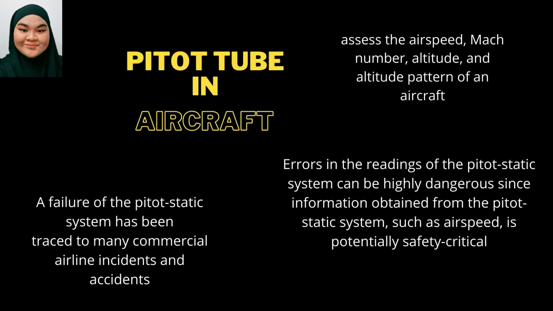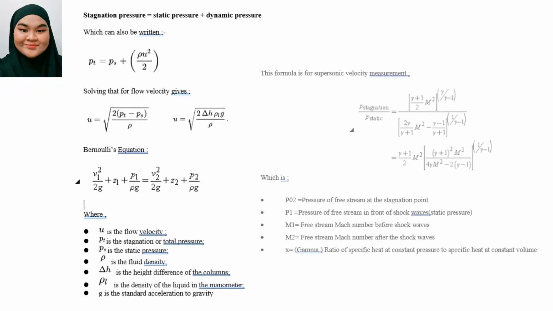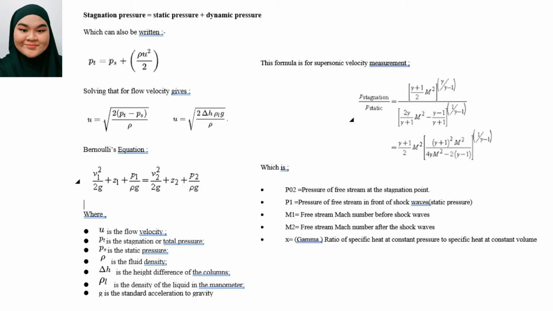Pitot tube in aircraft: it assesses the airspeed, Mach number, altitude and attitude pattern of an aircraft. Errors in the reading of the pitot static system can be highly dangerous since information obtained from the pitot static system, such as airspeed, is potentially safety critical. A failure of the pitot static system has been traced to many commercial airline accidents. Stagnation pressure is equal to static pressure plus dynamic pressure.